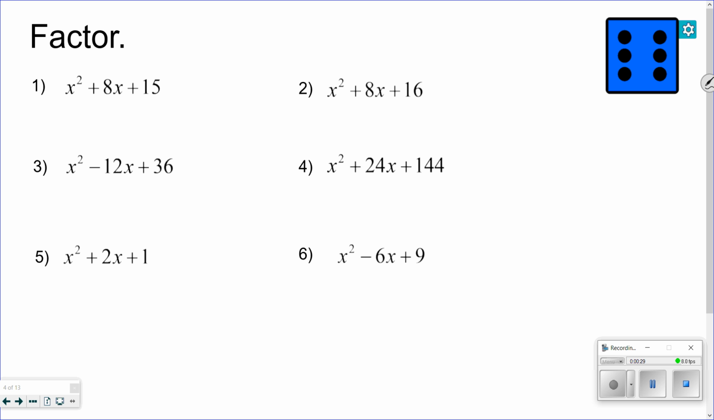Before we do that though, I want you to pause this and factor these 6 problems. This will be helpful for us as we go through completing the square. So you pause it, factor it, and then come back and I will show you the answers.